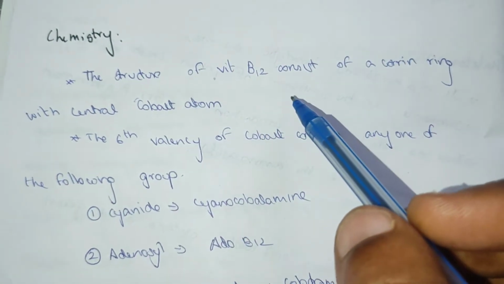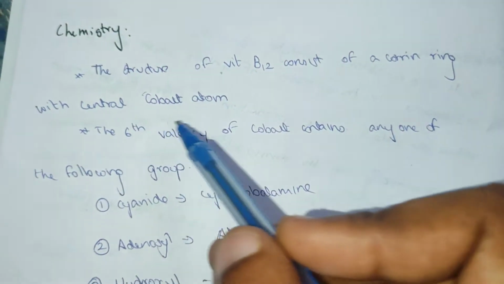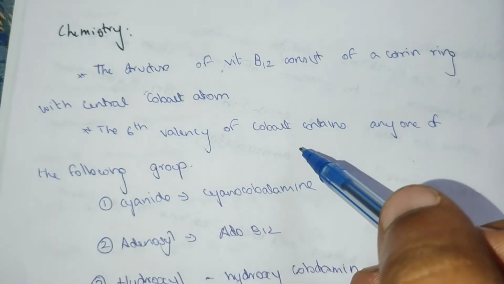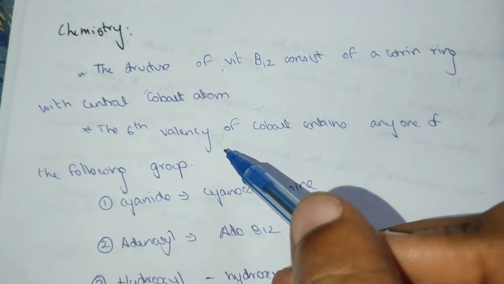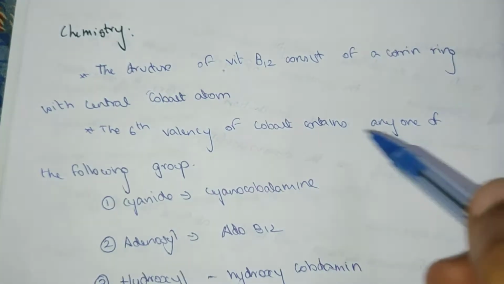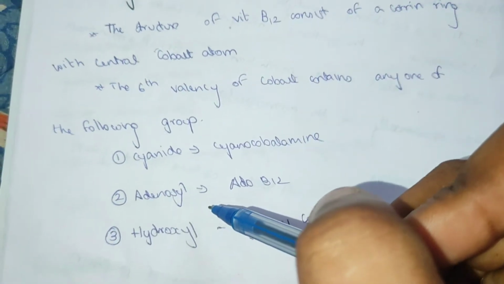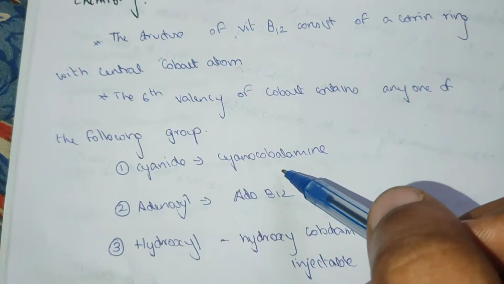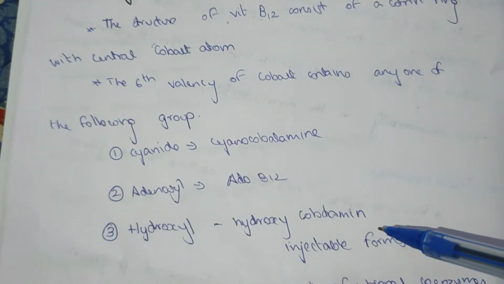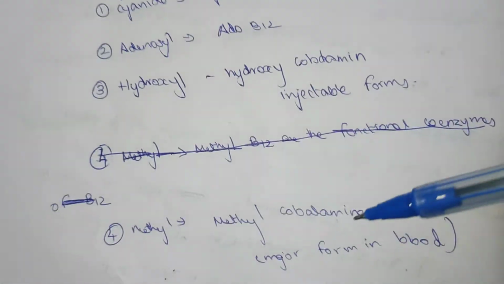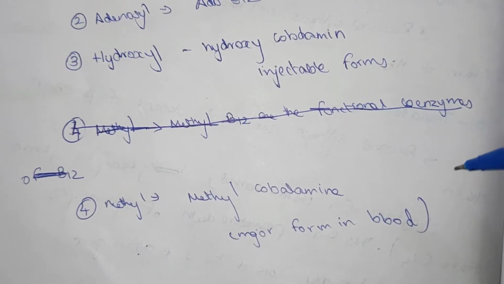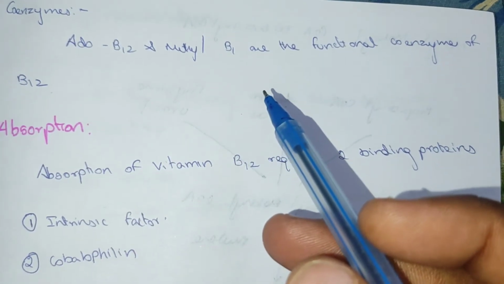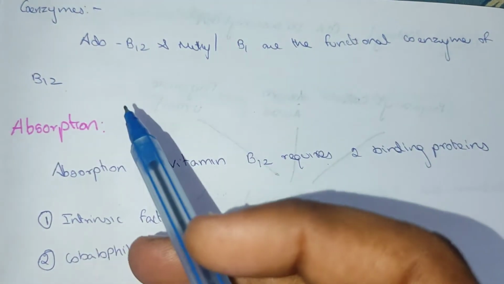The structure of vitamin B12 consists of a corrin ring with a central cobalt atom. The sixth valency of the cobalt contains any one of the following groups: cyanide, adenosyl, hydroxyl and methyl. These groups form cyanocobalamin, ADO-B12, hydroxycobalamin, which is used in injectable forms, and methylcobalamin, which is the major form in blood. The important coenzymes are ADO-B12 and methyl B12, the functional coenzymes of B12.